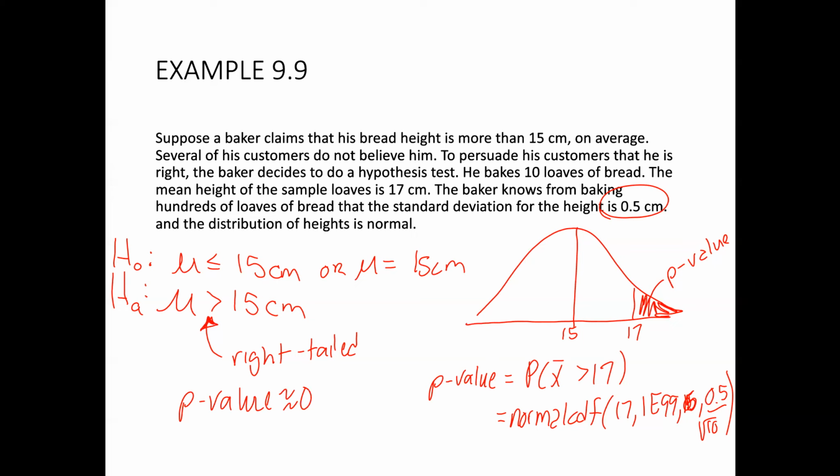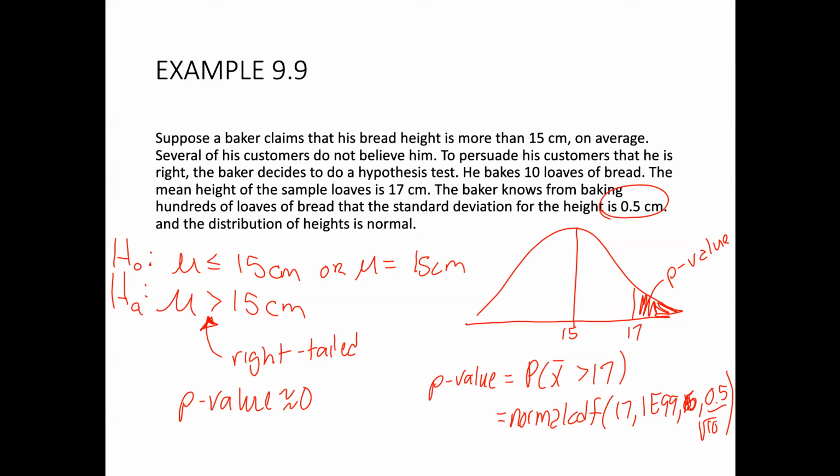So what about our claim? Well, if the p-value is small, you reject the null hypothesis. And we are going to show you how you compare the p-value to a pre-selected alpha here in a second. But this p is so low that I'm going to reject the null hypothesis that the mean is less than or equal to 15 centimeters. My sample data seems to support the claim that the mean is bigger than 15 centimeters.